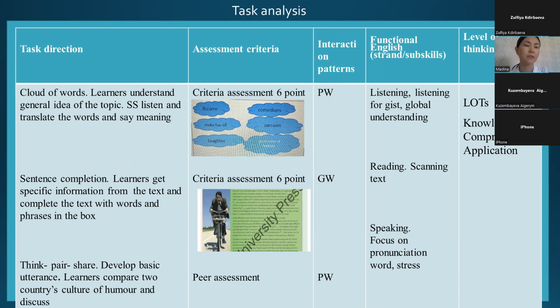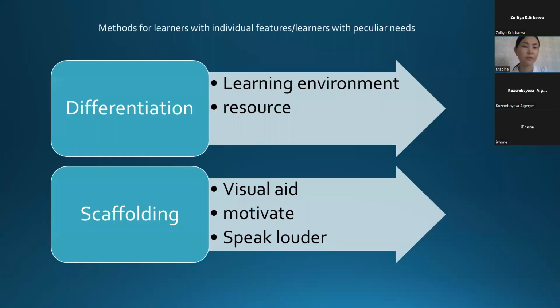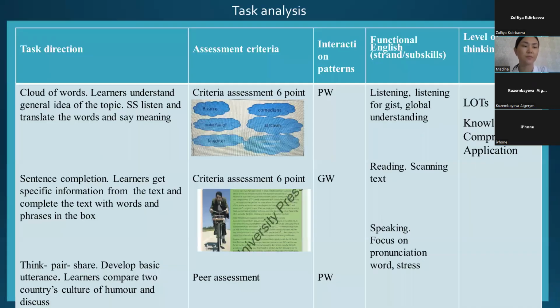The last task is pair work. Learners compare two cultures of humor and, according to the learning objectives, discuss in pairs and explain and justify their own point of view to the whole class. In addition, they can improve their fluency of speech in interaction. By the way, in the lesson, different types of assessment are used. For instance, verbal assessment as motivating words and the criteria assessment. Next slide, please.